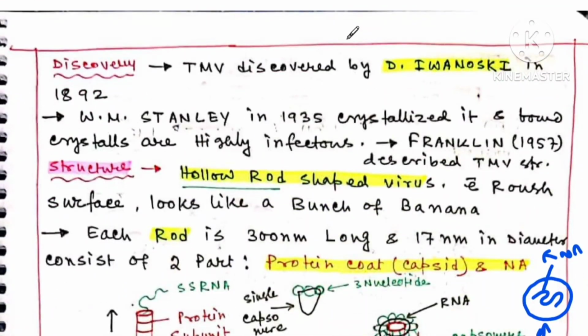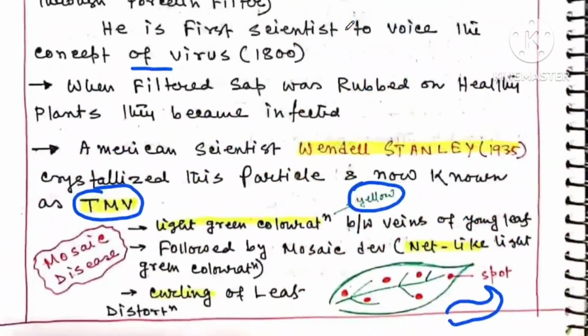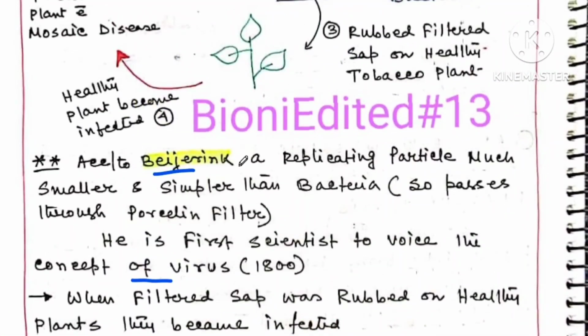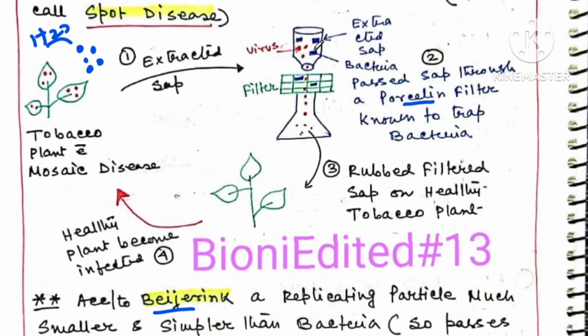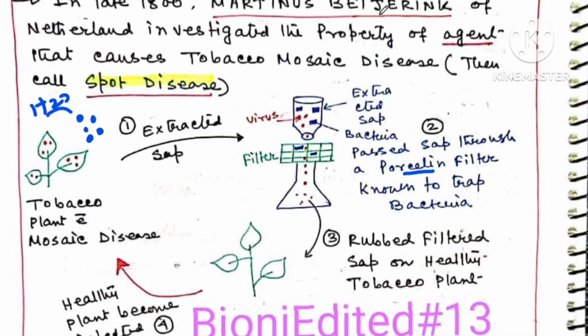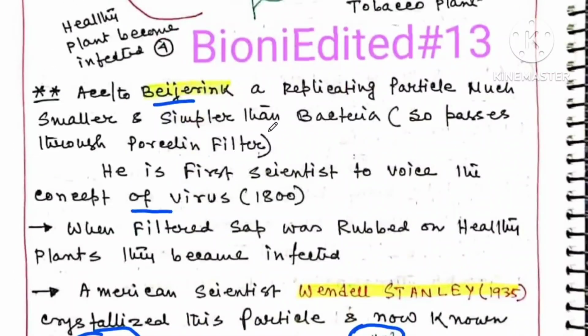Now, tobacco mosaic virus was discovered by Ivanovsky in 1892. Then, who first voiced the idea of a virus? Beijerinck first voiced it. Before the discovery of viruses, scientists believed that diseases were usually caused by bacteria. Actually, they had no idea about viruses, but later Beijerinck first told that there are also particles smaller than bacteria, which may cause different types of disease in any organism. So he is the first scientist who voiced the concept of virus.